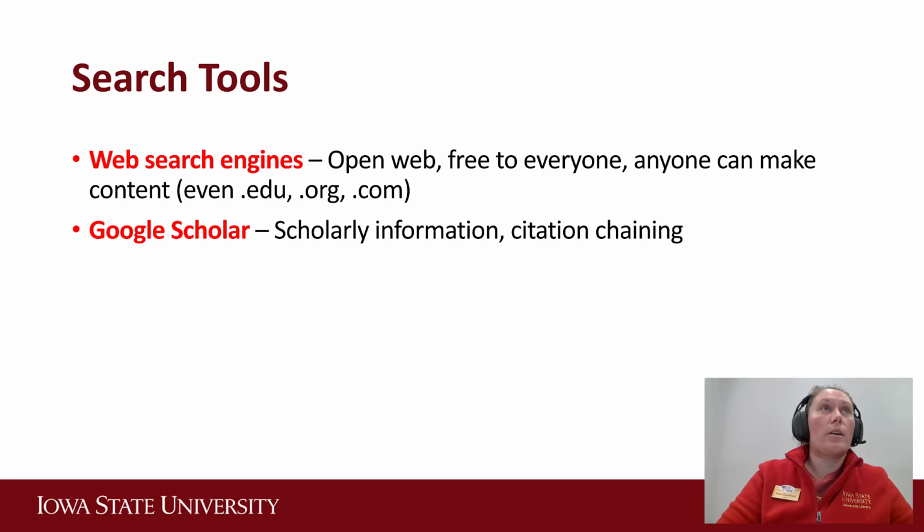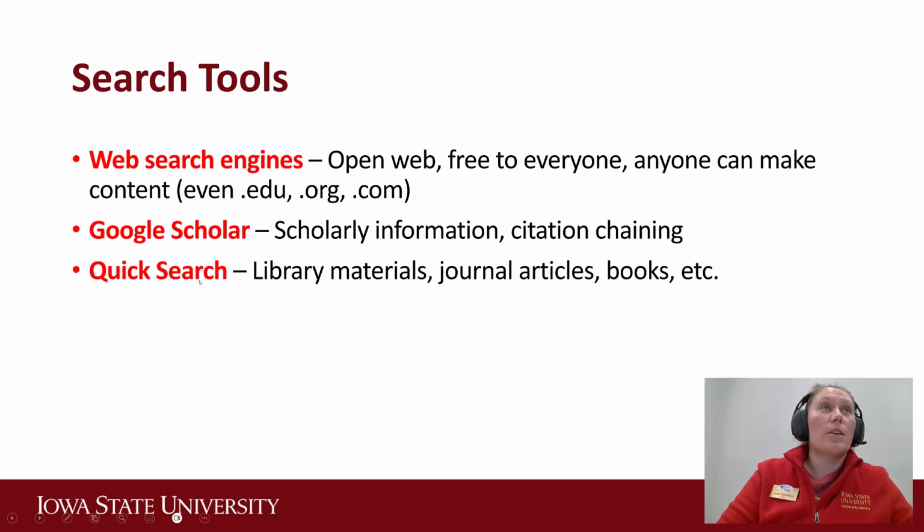So Google Scholar is different than your open web search because it does generally limit it to just scholarly information. And it gives you some of those tools that you use with your scholarly searching, like citation chaining. You're not really going to use citation chaining with your popular resources because most popular resources don't include citations.